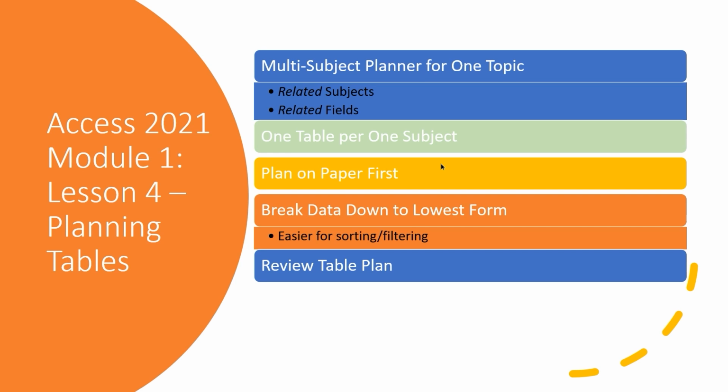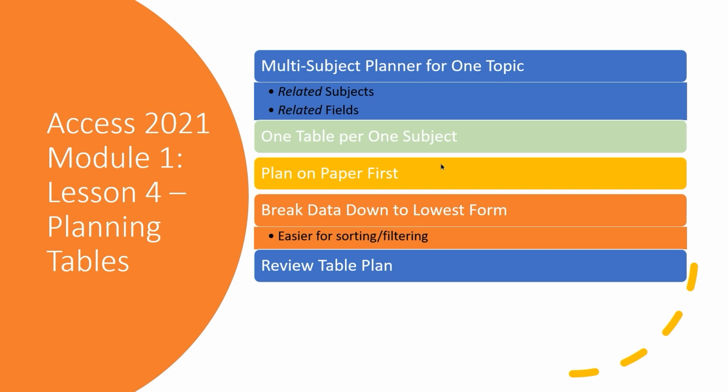And what makes it into a relational database is that you have related fields in the tables, and you'll use the relationships window to create the relationships for your database tables. One thing you want to do is plan your tables on paper first. And when you're planning your tables, think of what you want to name the table as well as what fields are going to be in the table.